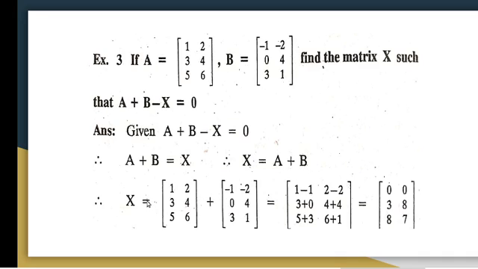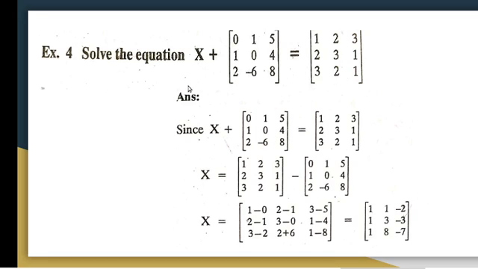So X is equal to A plus B means we have A and B matrices. So we can add the elements in their corresponding places. And finally we will get the matrix X by adding the elements of the matrices A and B. So we can find another matrix by solving the equation. So in this way we can find another unknown matrix from a particular equation.